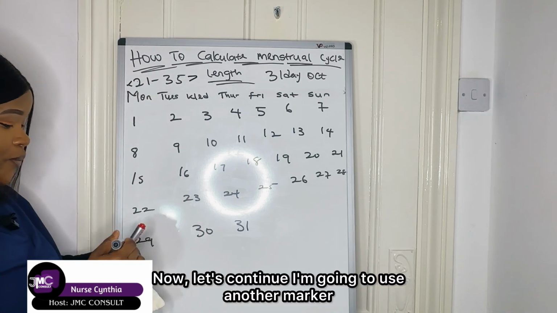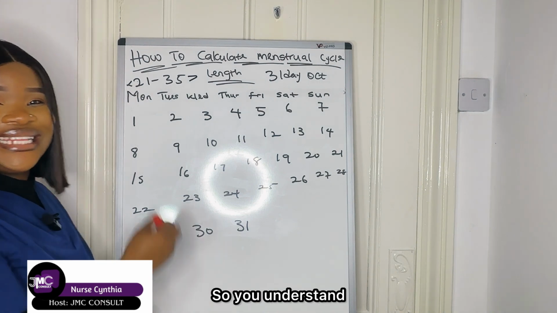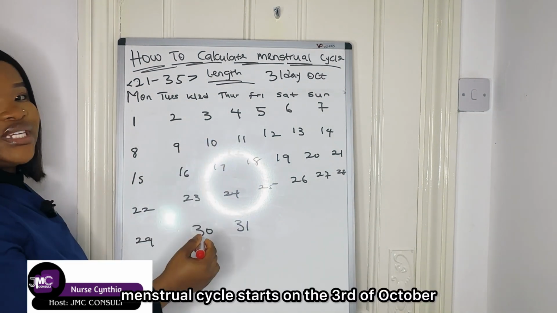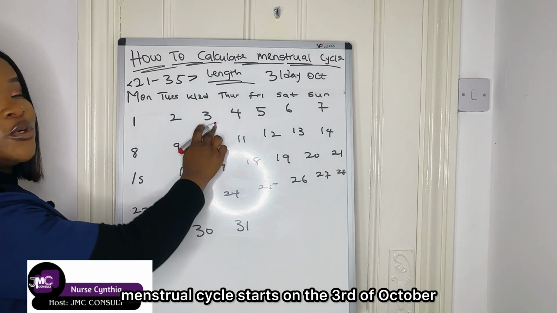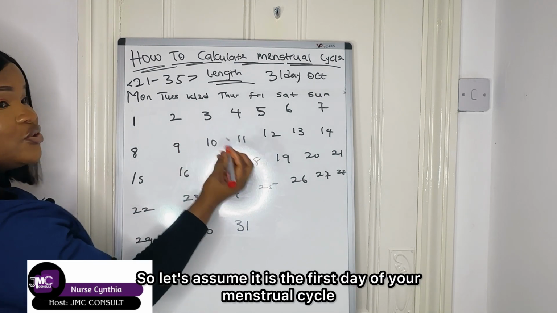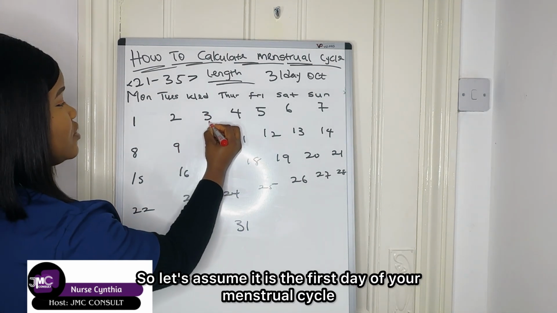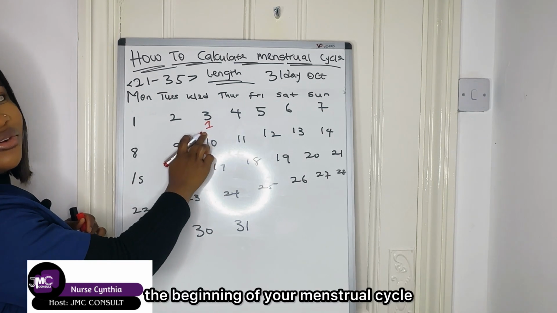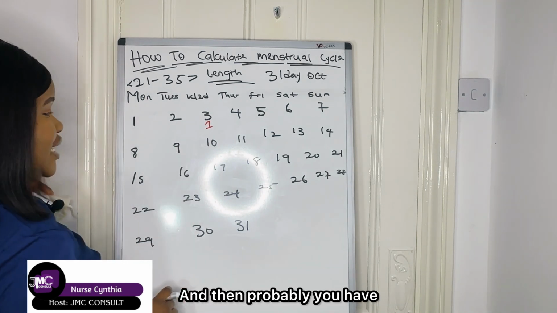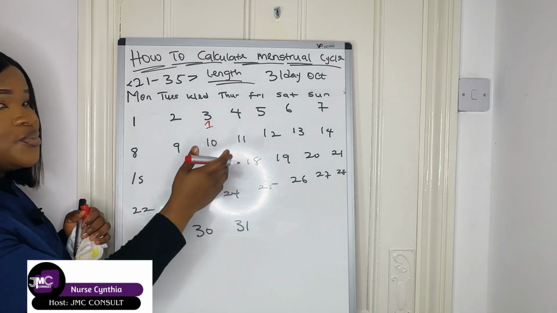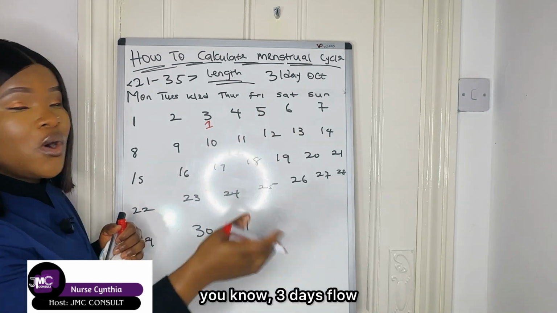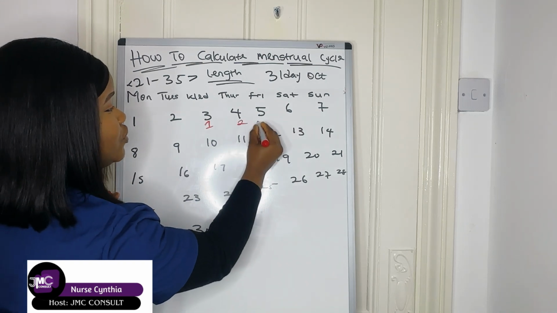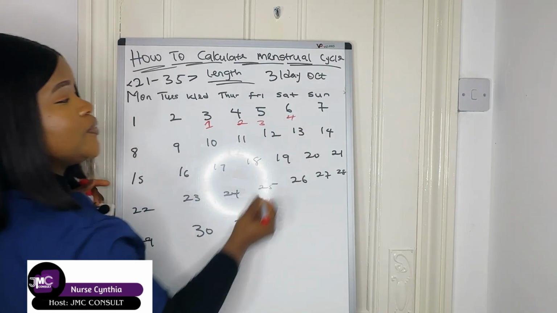Now let's continue. I'm going to use another marker so you understand what I'm doing here. So let's assume your menstrual cycle starts on the 3rd of October, the first day of your menstrual cycle. Let's just write 1 here as the beginning of your menstrual cycle. And then probably you have 3 days flow or 4 days flow, and it ends probably, let's just say 1, 2, 3, and it ends here.